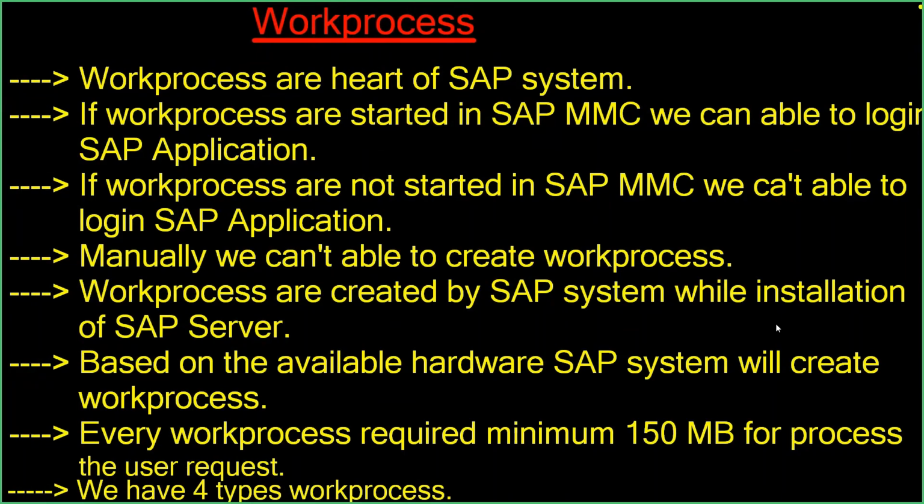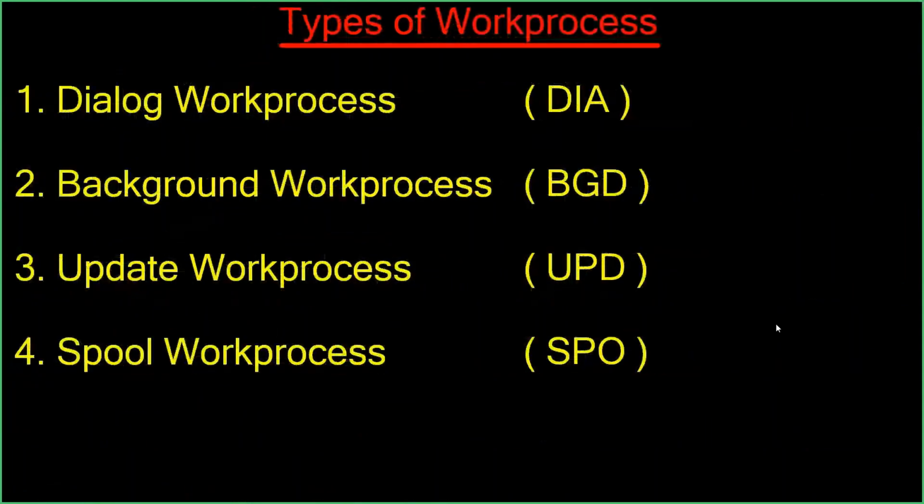Here we have four types of work process. Dialog work process, simply called DIA. Background work process, BGD or BTC. Update work process, UPD. Spool work process, SPO.